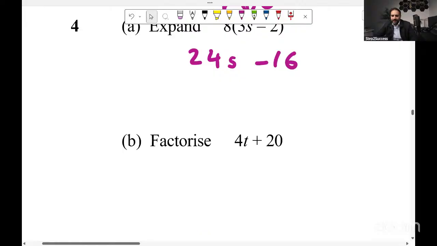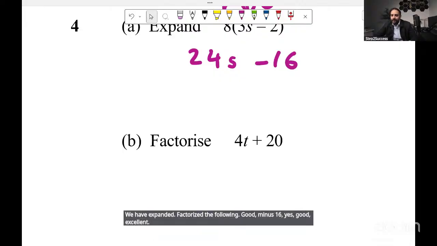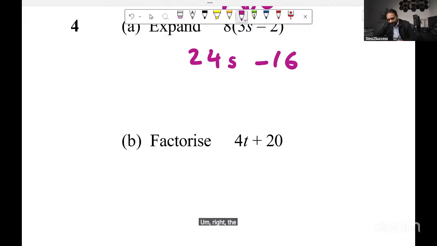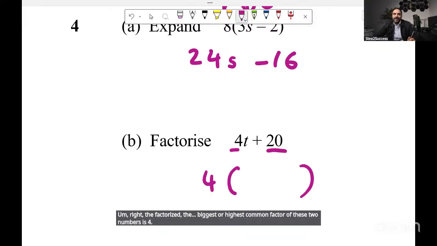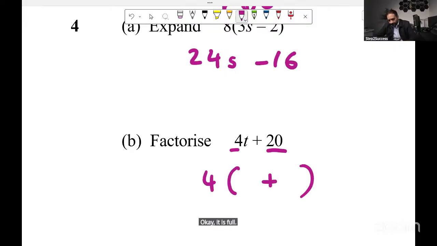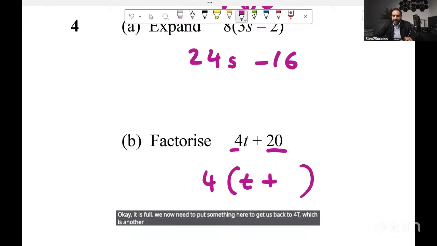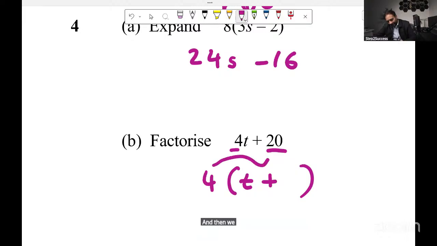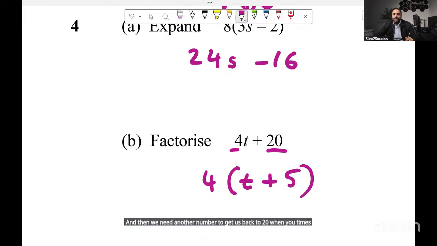Good. Minus 16. Yes, good. Excellent. Right, the factorize. The biggest or highest common factor of these two numbers is 4. Okay, it is 4. We now need to put something here to get us back to 4t, which is another t, so 4t. And then we need another number to get us back to 20 when you times by 4, and that would be 5.